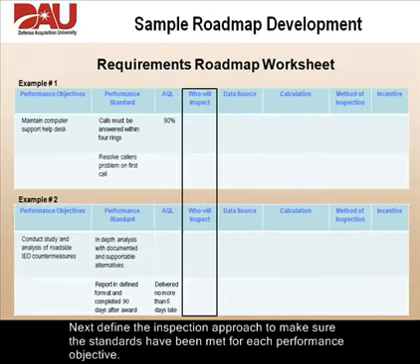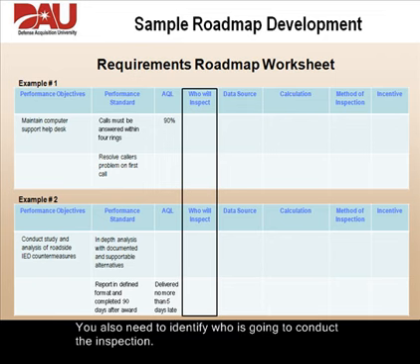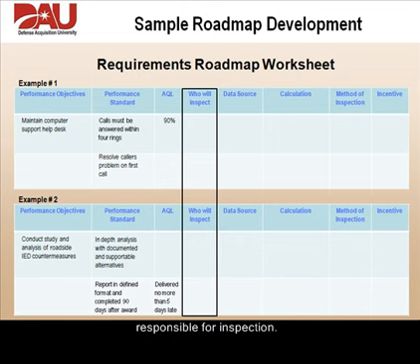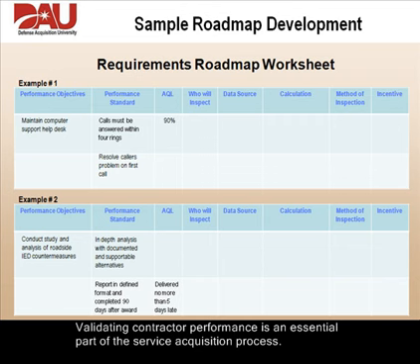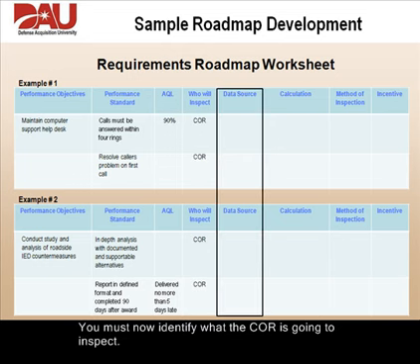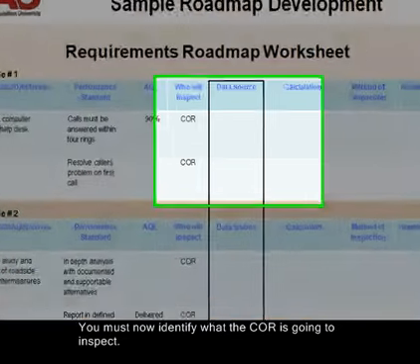Next, define the inspection approach to make sure the standards have been met for each performance objective. You also need to identify who is going to conduct the inspection. Normally, this falls on the government's contracting officer representative, COR, COTAR, QAE, TPOC, or other term used for the individual responsible for inspection. Validating contractor performance is an essential part of the service acquisition process. For our example, the COR will be responsible for the inspection. You must now identify what the COR is going to inspect.